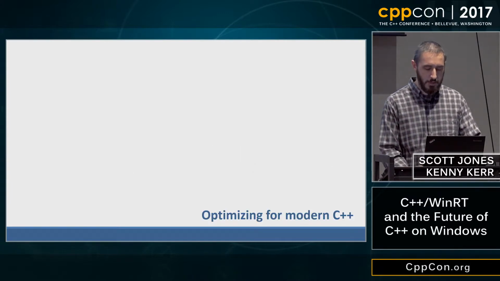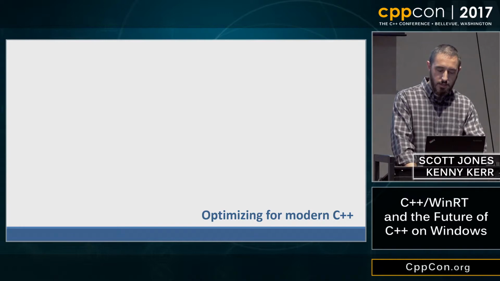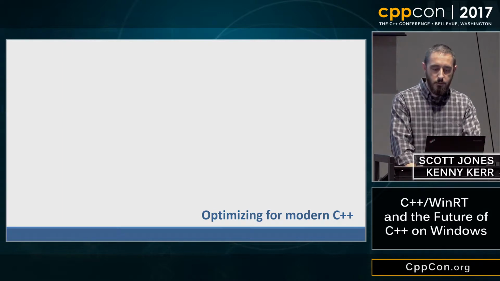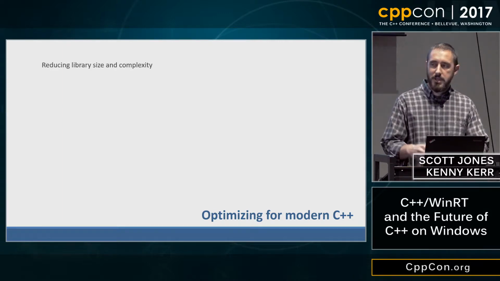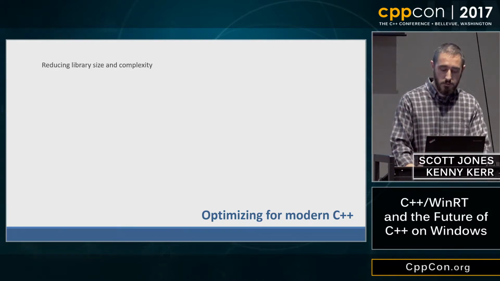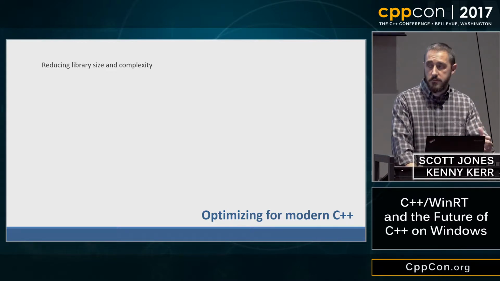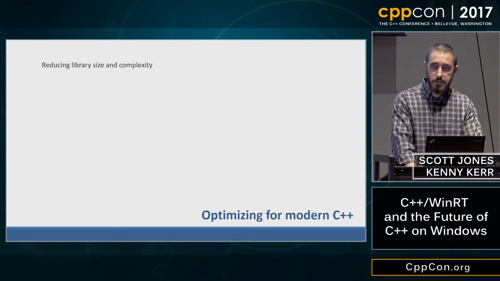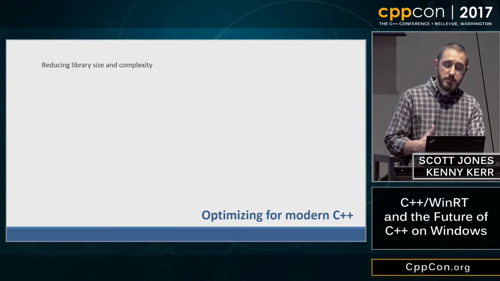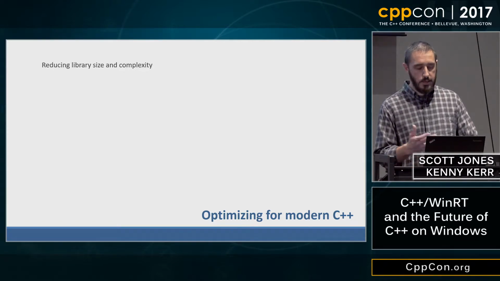But first, I want to mention something that's really important to me and important to the success of modern C++ in general, which is the optimizer. Making sure that we can train the optimizer to really do the best possible job with modern C++ code. Otherwise, there's this whole class of developers we're leaving behind, developers that really need the perf that we need to give them.